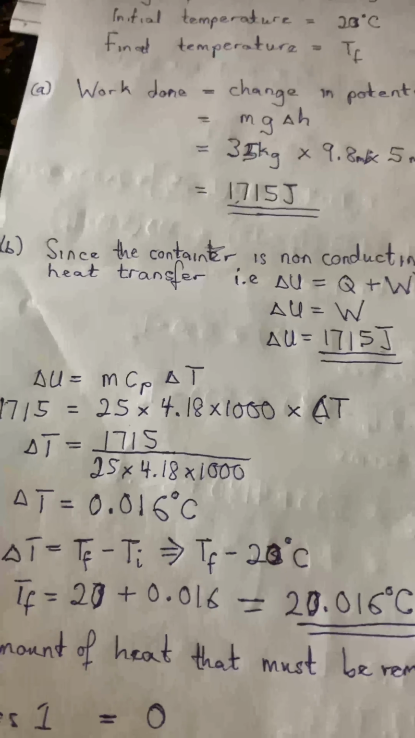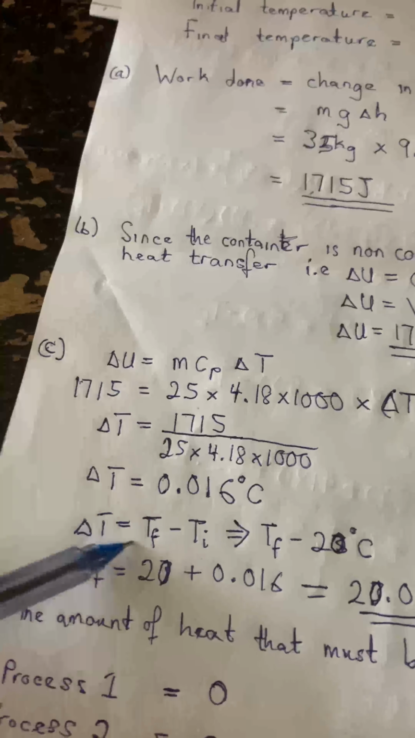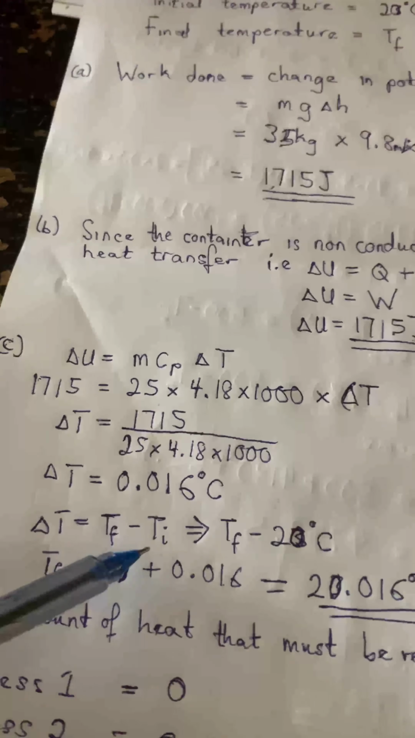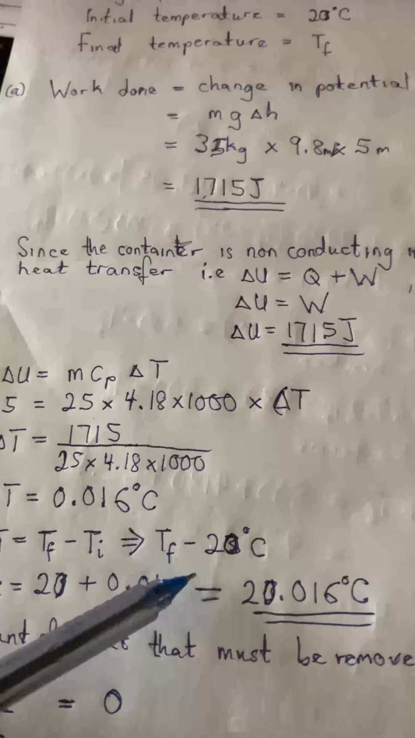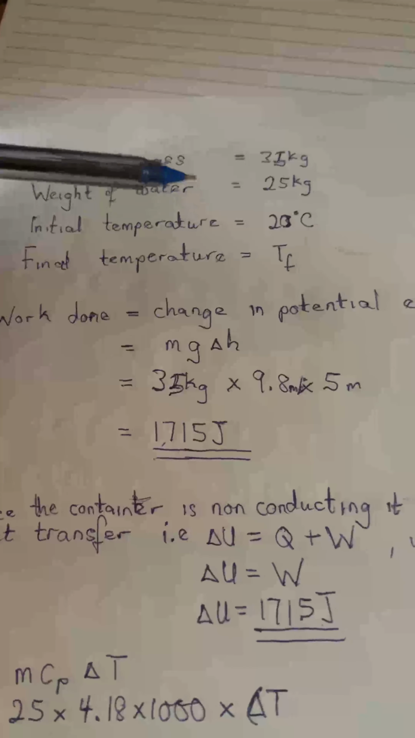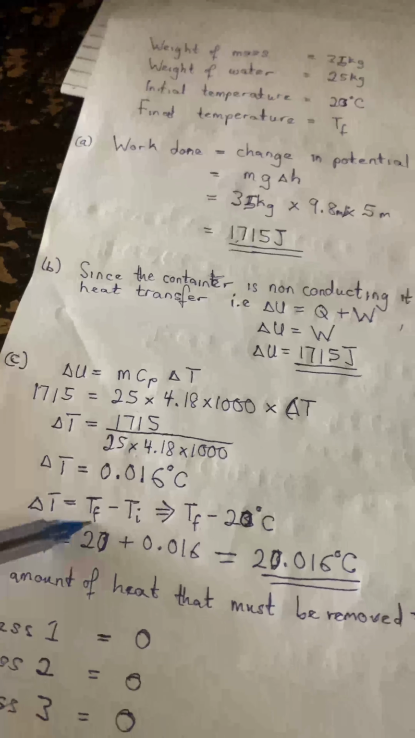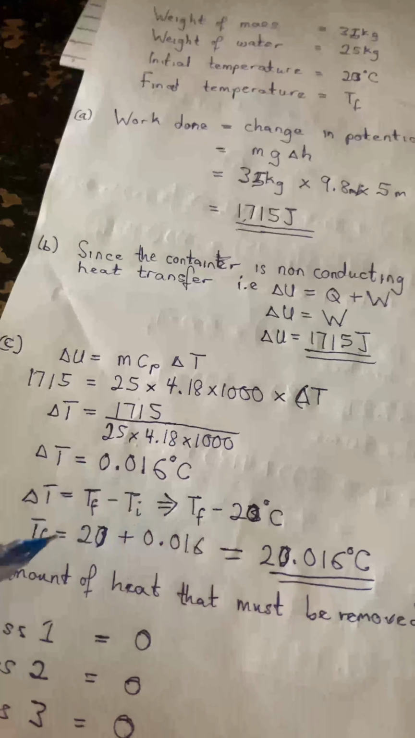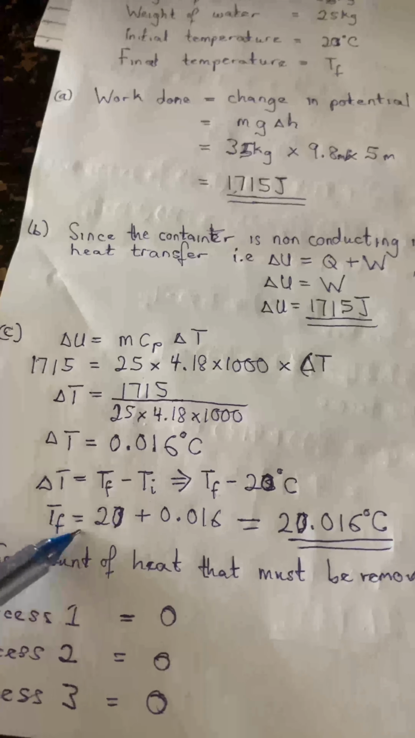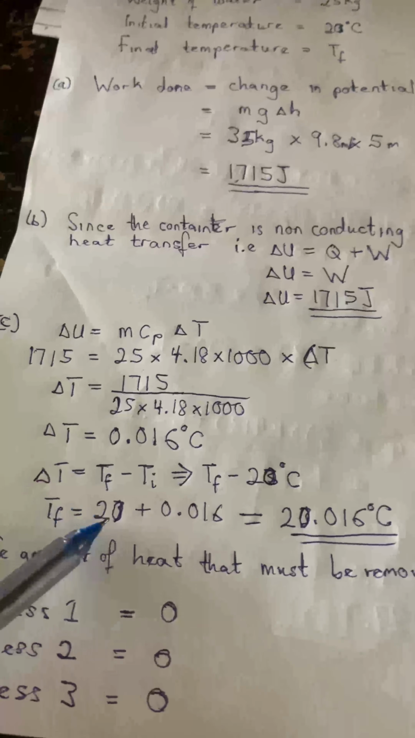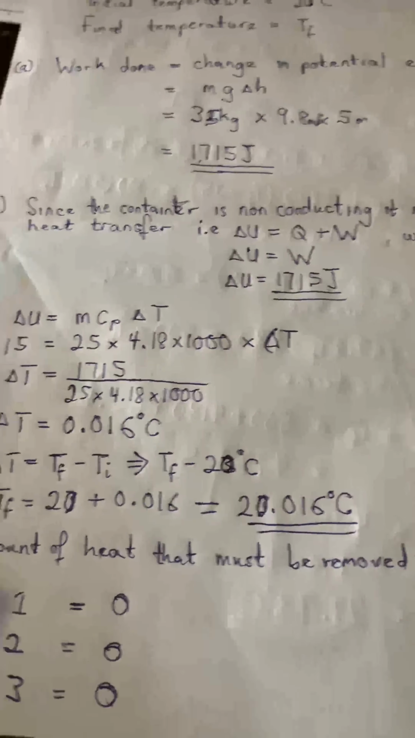Now we don't want the change in temperature, but we rather want the final temperature. And you know, change in temperature is equal to final temperature minus the initial temperature. We don't know TF, but we know the initial temperature. It was given to us in the question to be 20 degrees Celsius. So after getting the change in temperature to be 0.016, we can then calculate the final temperature using this. So we just make TF the subject. So TF will be equal to 20 degrees Celsius plus this, and we are getting 20.016 degrees Celsius.